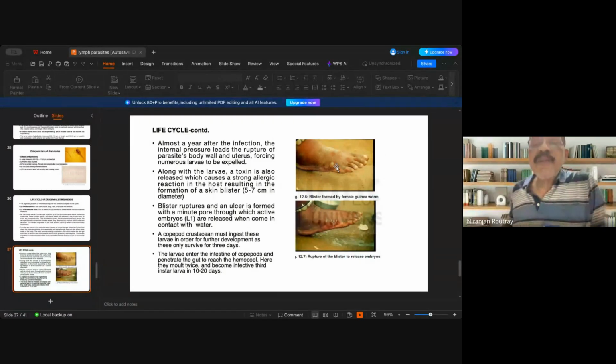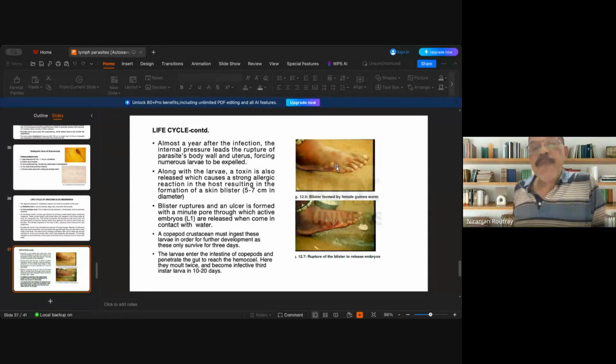Almost a year after the infection, internal pressure leads to the rupture of the parasite body wall and uterus. Internal pressure means host body pressure. It ruptures the parasite body, forcing numerous larvae to be expelled. Along with that, a toxin is also released, and this toxin causes the appearance of a blister, then it will rupture, and an ulcer is formed with a minute pore.